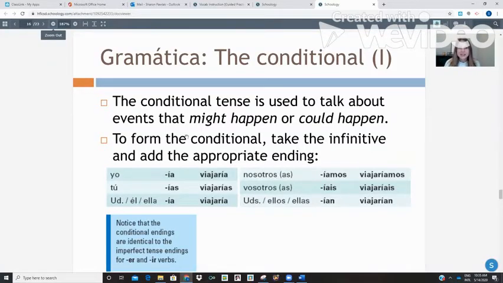Hola chicos, les presento una gramática nueva, pues lo aprendieron el año pasado en Español 3, pero es repaso y es nuevo probablemente porque hace mucho tiempo que no usan este tenso. Se llama en inglés the conditional tense.